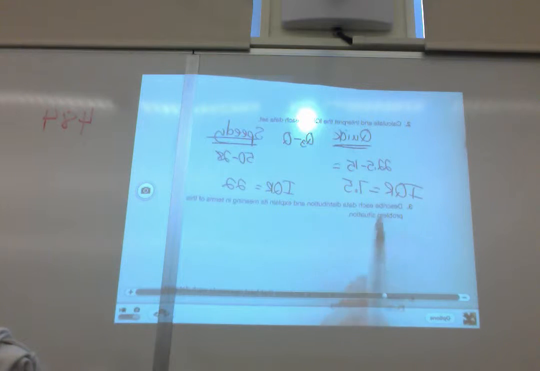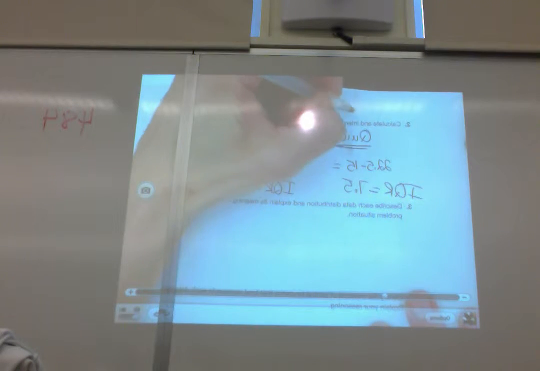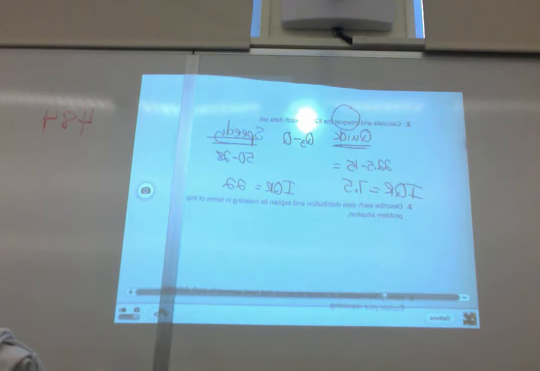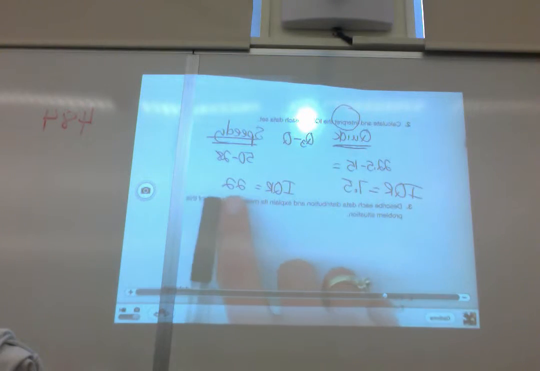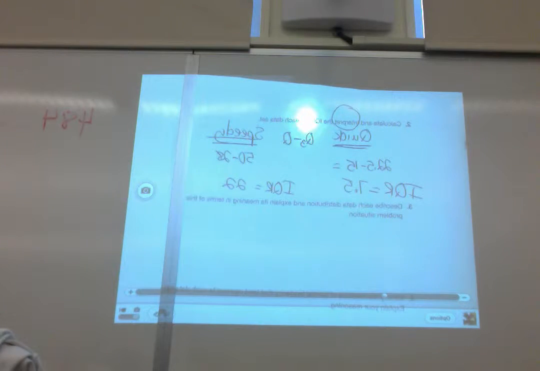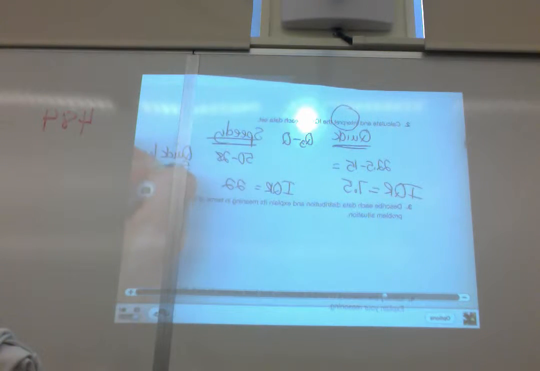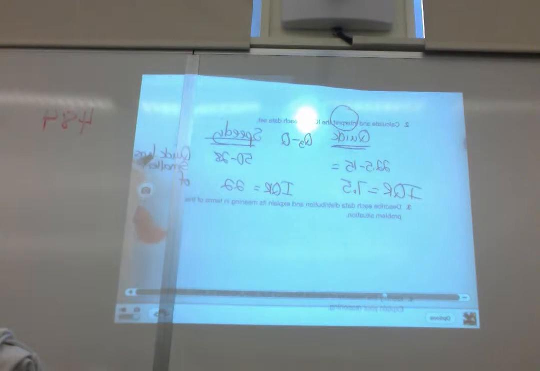Describe each data distribution and explain. Oh, wait. We need to calculate and interpret. So far we calculated. What does a 7.5 mean compared to a 22? Yes, Jerry. Is that a small range of numbers? Quick has a smaller range of numbers, and what are those numbers for?